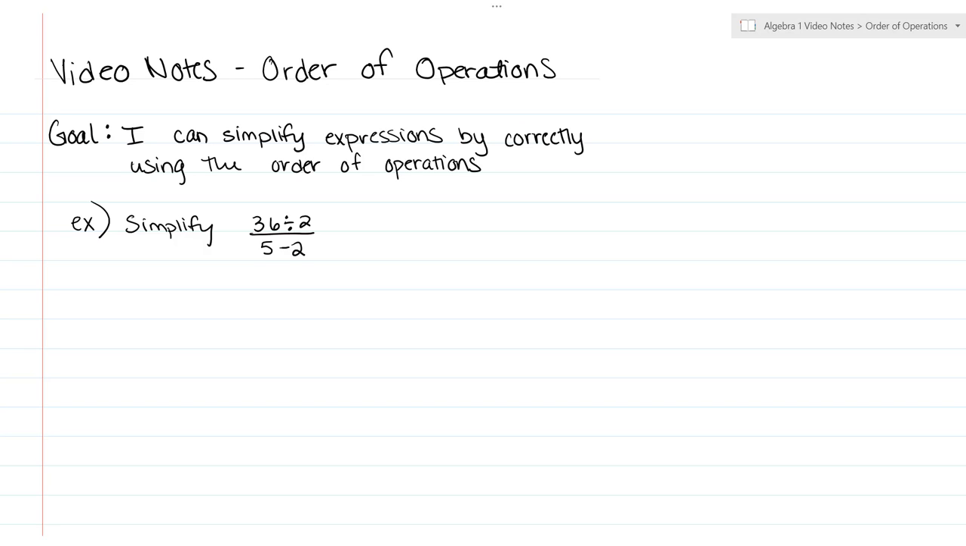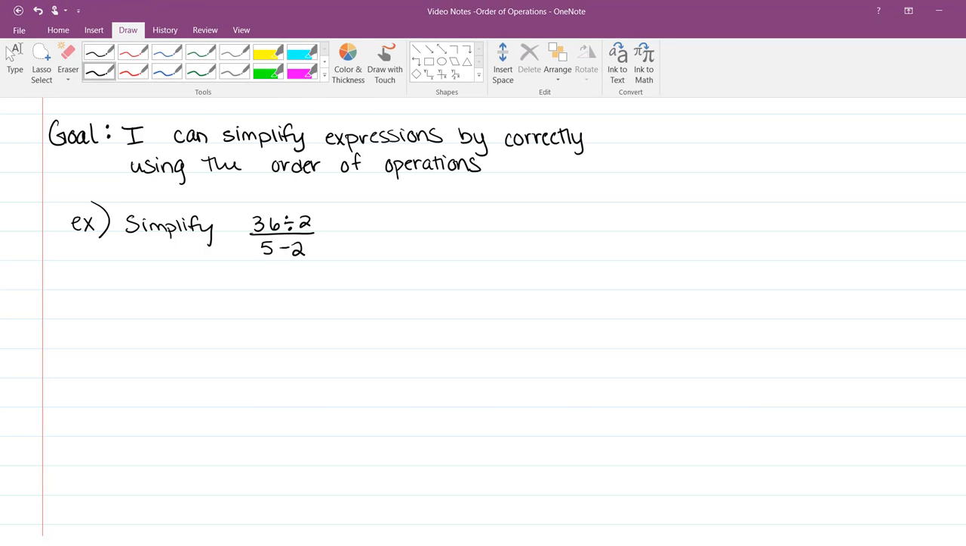In this video, we are going to go over how to use the order of operations. So by the end of this, we should be able to simplify expressions by correctly using the order of operations. For example, we'll be able to simplify 36 divided by 2 over 5 minus 2. So what is the order of operations?